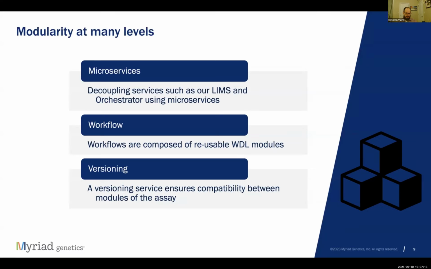A versioning service ensures compatibility between the modules of the assay. As the assay moved to production, there emerged a need to track compatibility between different modules, their inputs, and others between the two parts of the assay. This grew into a versioning service, which ensures that only compatible versions of detection and tumor profiling are used together. An additional service called the MRD translator helps maintain compatibility between these versions as well.